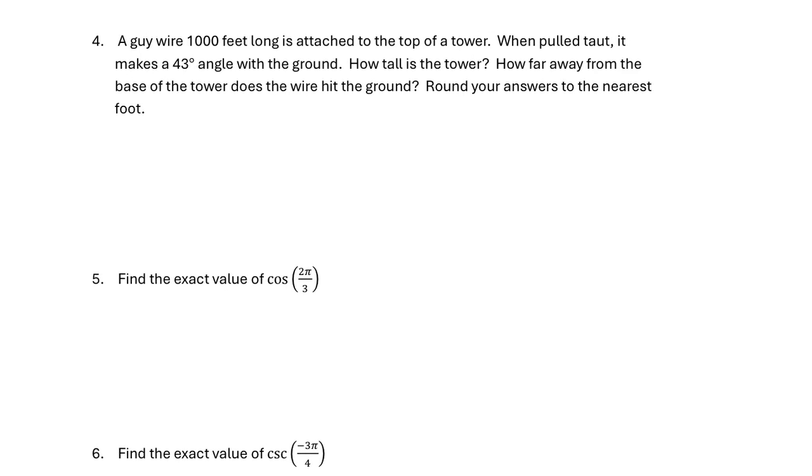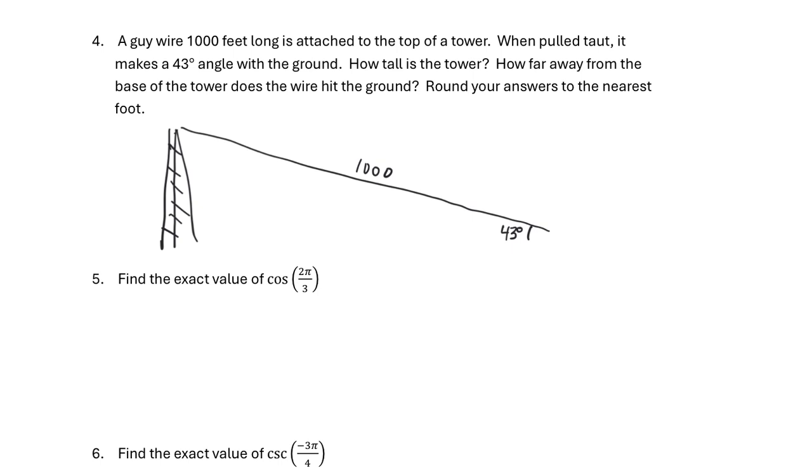Question 4, we have some tower here, and there is a guy wire 1,000 feet long. It's going to make a 43-degree angle with the ground. How tall is the tower? So this guy wire is 1,000 feet long. Here's the ground.